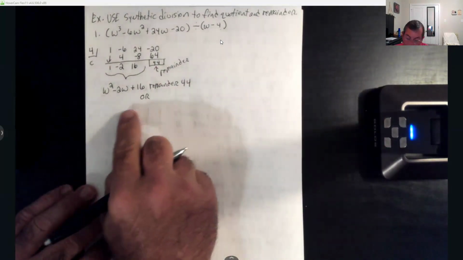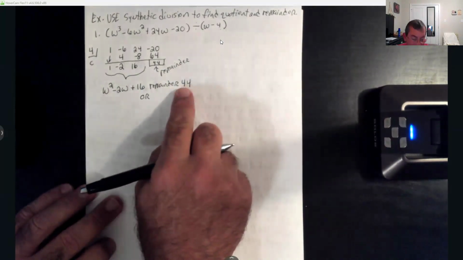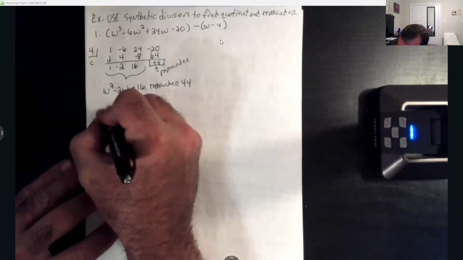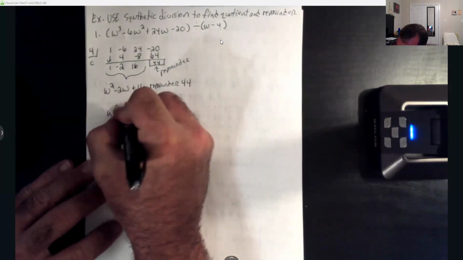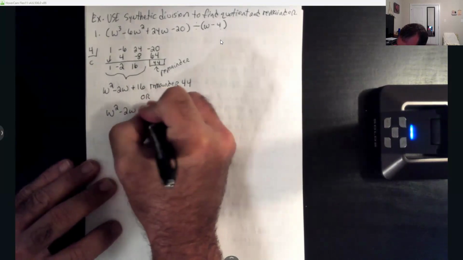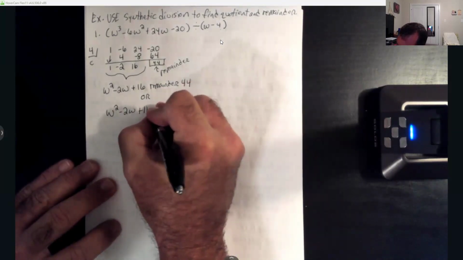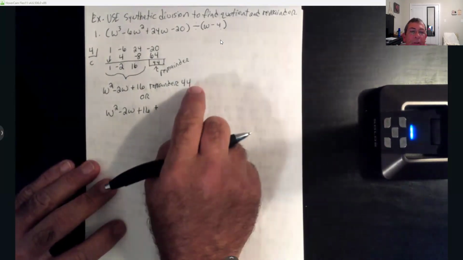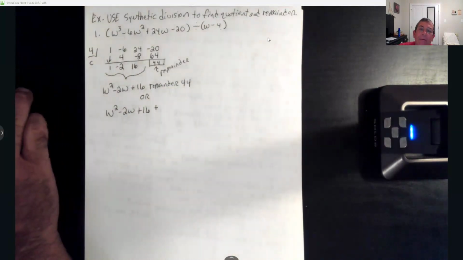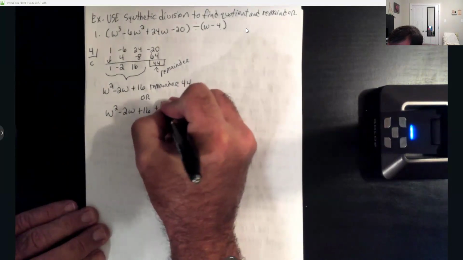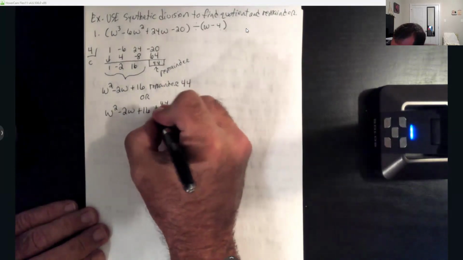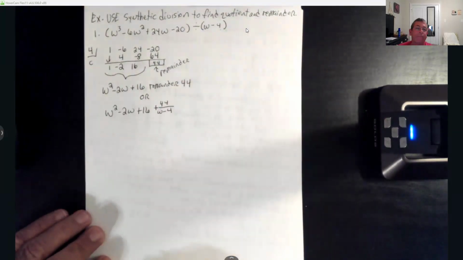One way they do it, they write it out and put remainder of 44. The other way, they write it as a long polynomial: W squared minus 2W plus 16 plus, they write the remainder as a fraction in the other style. So to write the remainder as a fraction, you take the remainder, which was 44, and you put that over what we divided by, which was the W minus 4.